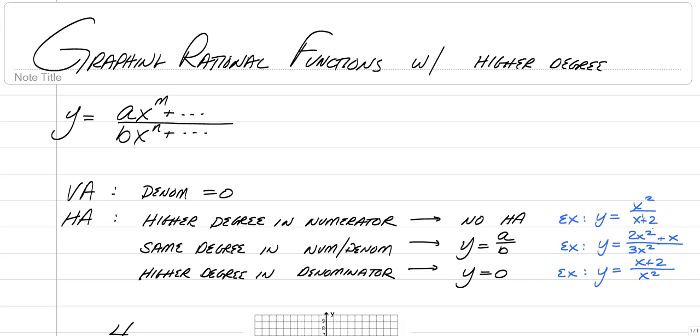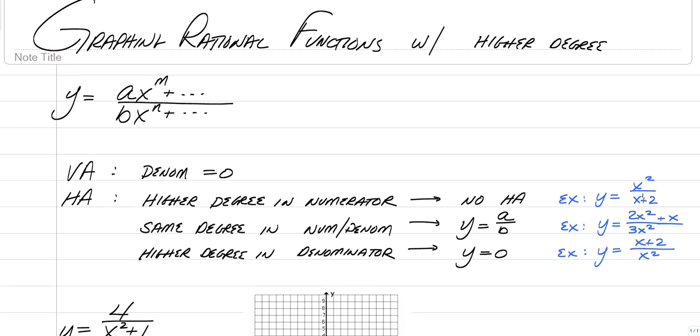And the last option is when you have a higher degree in the denominator. So similar to the first one, we just flipped it. Now we have x plus 2, linear, over a quadratic, x squared. When that happens and you have more x's or a higher degree in the denominator, your horizontal asymptote will always be y equals 0.